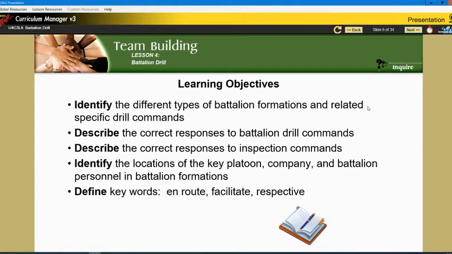Talk about different types of battalion formations and their specific drill commands. Describe the correct responses to battalion drill commands, correct responses to inspection commands, location of the key platoons, and those are your keywords for the day.